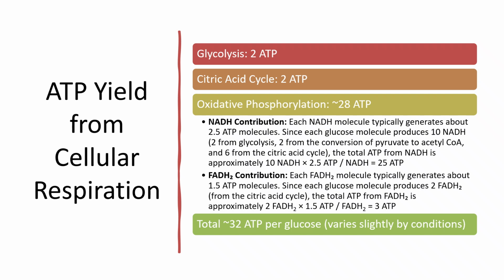Adding it all up, aerobic respiration from one glucose molecule produces about 30 to 32 ATP. Two come from glycolysis, two from the citric acid cycle, and somewhere between 26 and 28 from oxidative phosphorylation. This high yield is why oxygen is so important for energy-demanding organisms like humans.